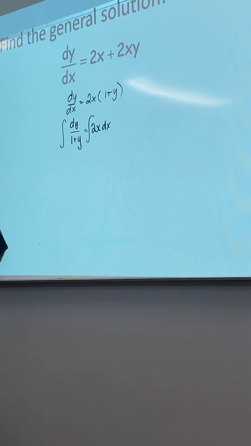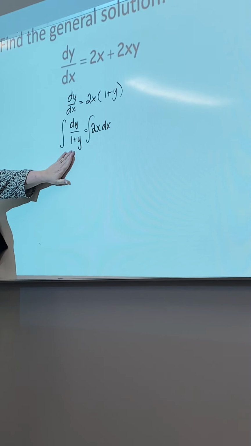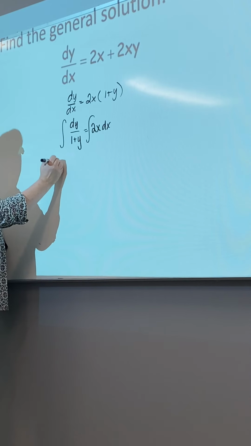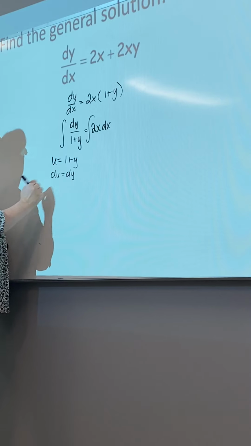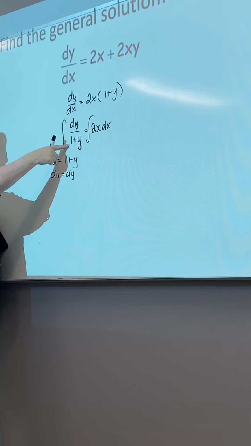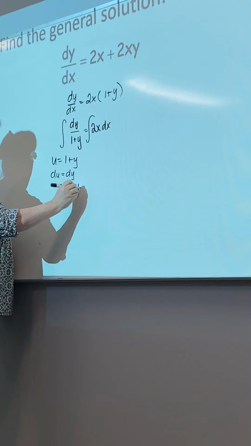Do we use this? So you're going to need to think about u substitution and if that's going to matter. In this case, if u is 1 plus y, then du is just dy, right? So it doesn't really affect that. So this is just du over u, so that's natural log of the absolute value of 1 plus y.